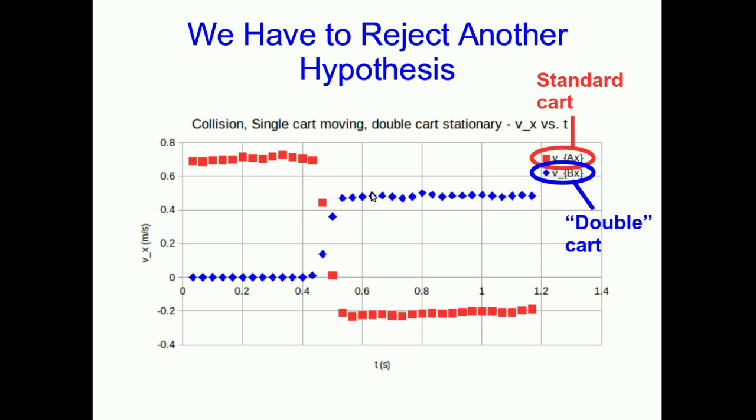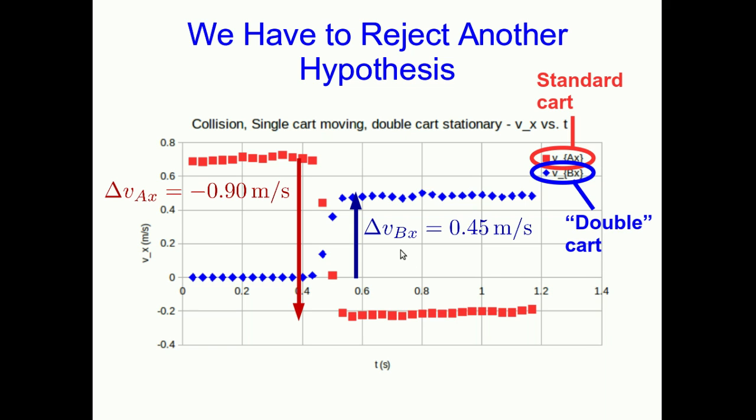But if you examine this carefully, there's kind of an intriguing thing that perhaps might be a coincidence, but maybe not. Look, one of the carts is twice the size of the other. Well, one of them has a delta v of negative 0.9 meters per second, and the other has a delta v of 0.45 meters per second. That's a factor of 2. And it's the bigger one that has the smaller delta v. Could this be a coincidence?